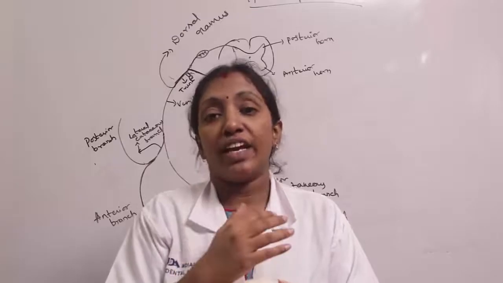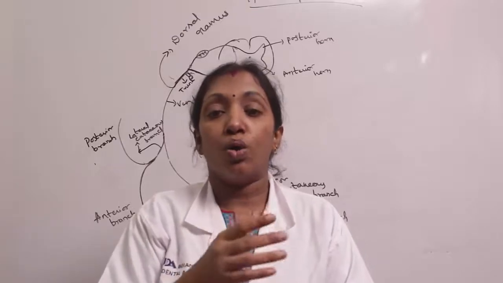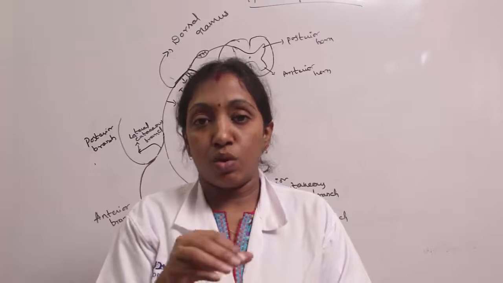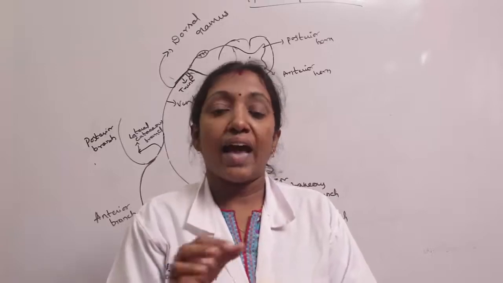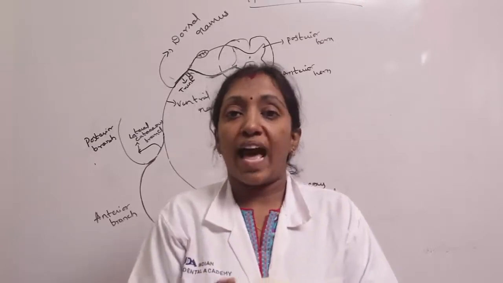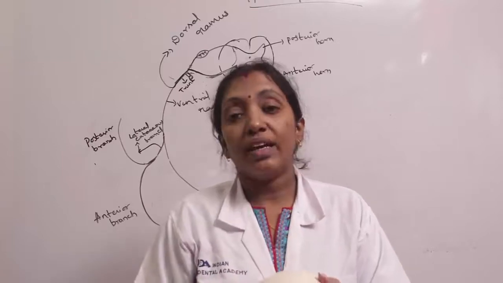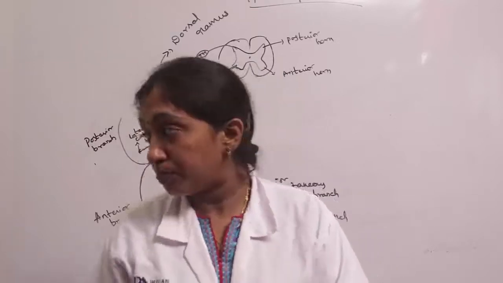And the first 3 layers, they move as a whole. The first 3 layers, that is skin, close network of fibrofatty tissue, and aponeurosis, move as a whole. And coming to each description.